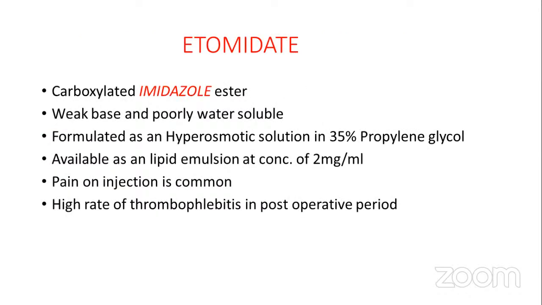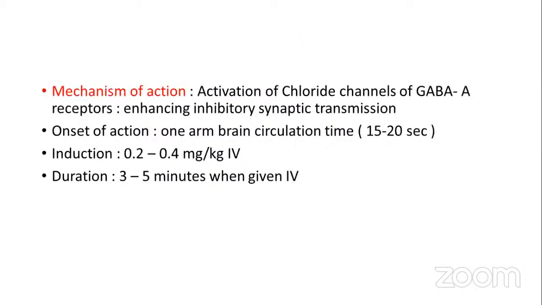Next induction drug is Etomidate. It is an imidazole derivative, a carboxylated imidazole ester. It is a weak base and poorly water soluble. Formulated as a hyperosmotic solution with 35% propylene glycol. It is also available as a lipid emulsion of 2 mg per ml. Pain on injection is common, and there is a high rate of thrombophlebitis in the postoperative period with Etomidate.